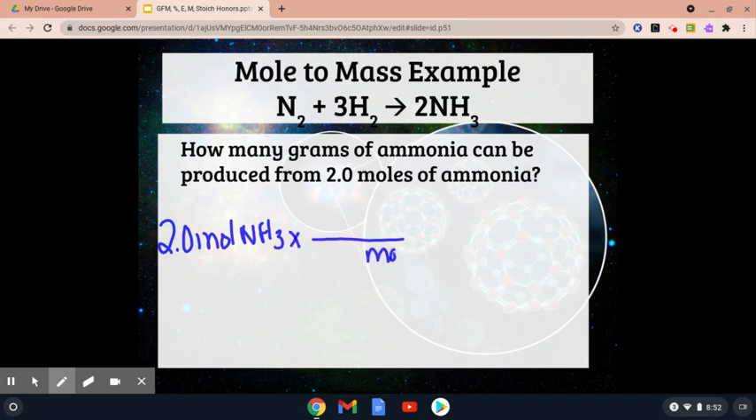You want moles of ammonia to cancel. And you're going to want grams of ammonia on the top because that's what you want to be left with. For every 1 mole of ammonia, the gram formula mass of NH3 is 17. Punch that in your calculator. 2 times 17 divided by 1 is 34 grams of ammonia.